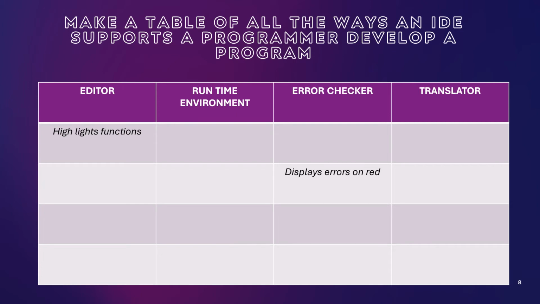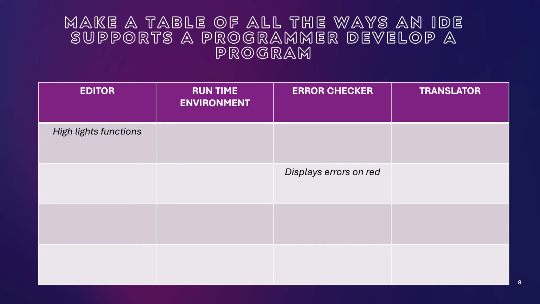So what I'd like you to do is to create this table, and then I want you to think about a programmer, or maybe yourself programming, coding, and I want you to make a list under each of the headings, the ways in which each of the features supports the programmer. So for example, an IDE has an editor. What does an editor do?